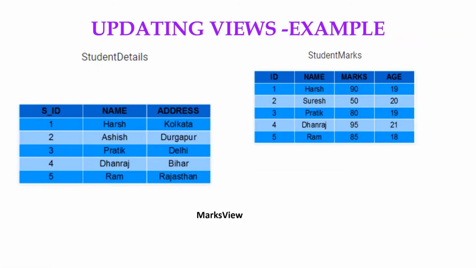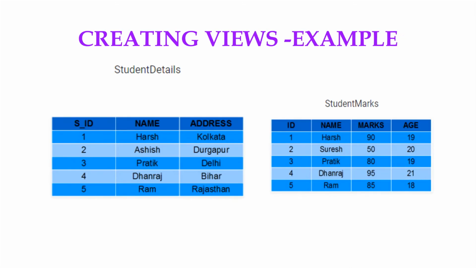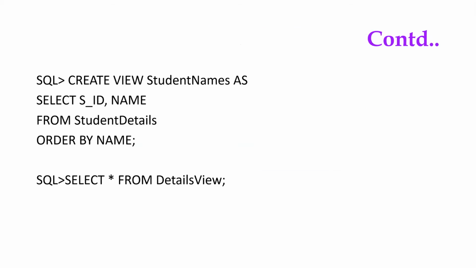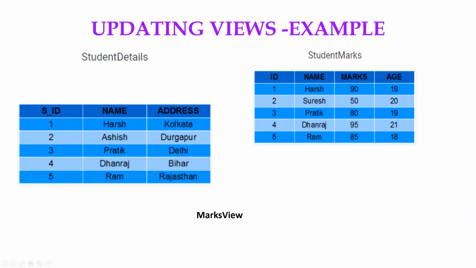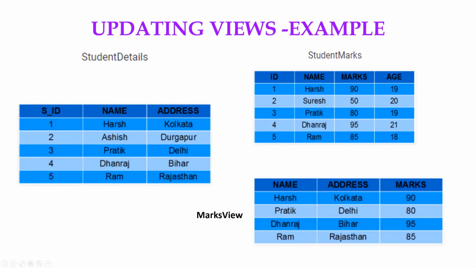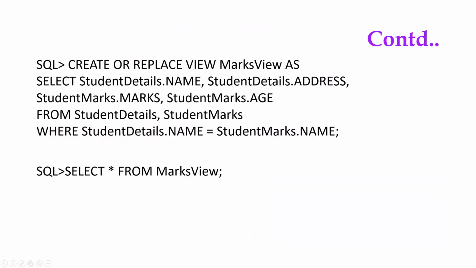Now we have seen how to create the views. These are all the examples for creating the views. Once I have created a view, I can update the view. Let us see how I can update. Again I am taking the student details table, then the student marks detail, and this is the marks view, that is the new view which I have created with the help of student details and student marks. Now I am going to update the marks view like this.